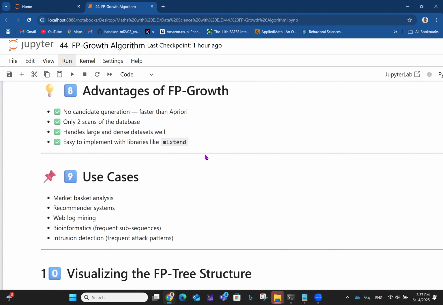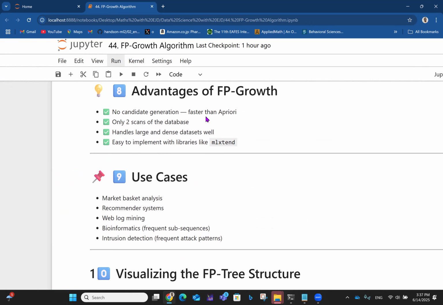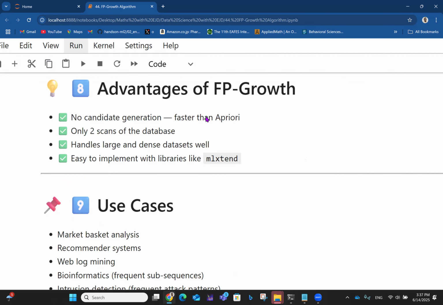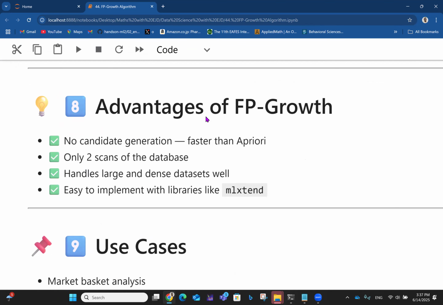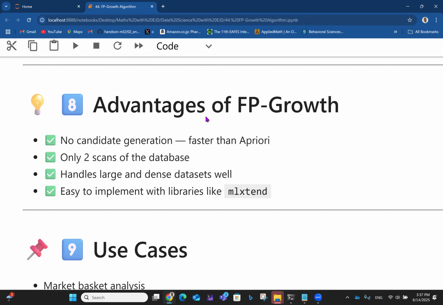Okay, so advantages of frequent pattern growth algorithm. First of all, no candidate generation, that's why it's faster than Apriori. Then only two scans of the database, right? Then it handles large and dense data sets well. It is easy to implement with libraries like MLxtend.